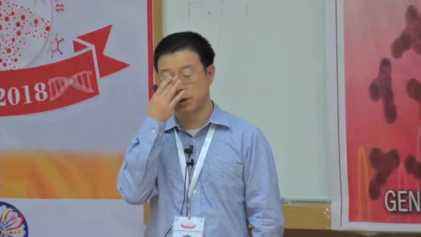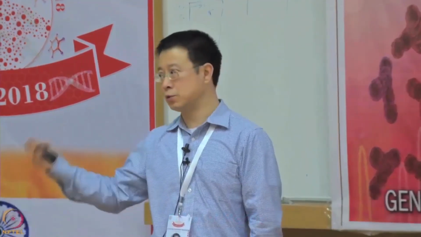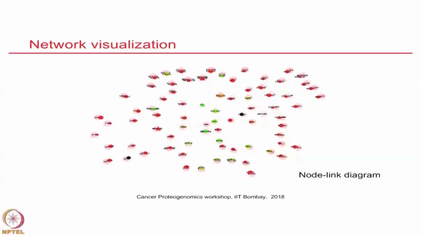Next, I'm going to talk about our data analysis and what we can use this network for to help us. One way is visualization, and the other way is to do some data analysis. So I'll talk about the network visualization first. Network visualization is usually through the node link diagram, as we said. Each gene or protein is a node and they are connected by an edge. This is called the link, so it's called node link diagram.